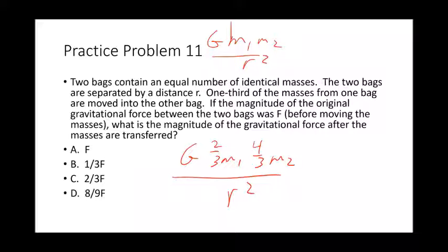So if we multiply those fractions on top, we end up with 8/9. And what that means is that the new gravitational force between the two objects is 8/9 of what the original gravitational force between the two objects was. That means that answer D is our answer here.